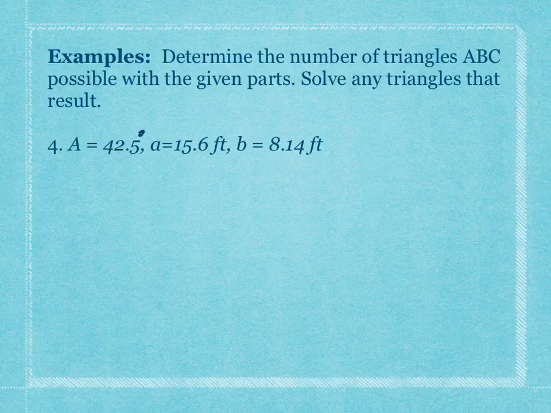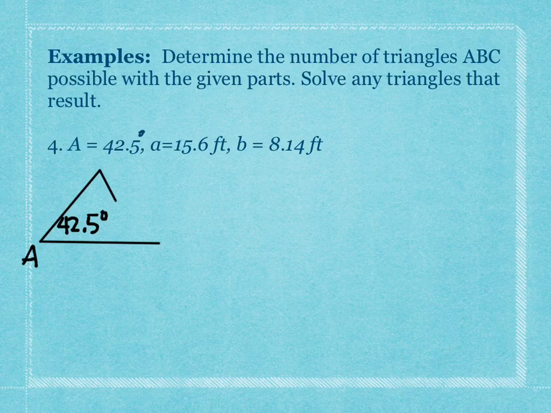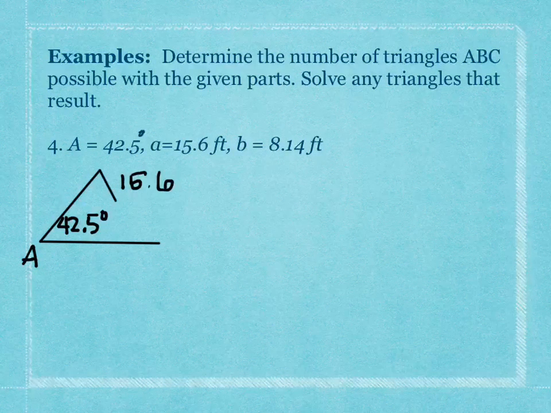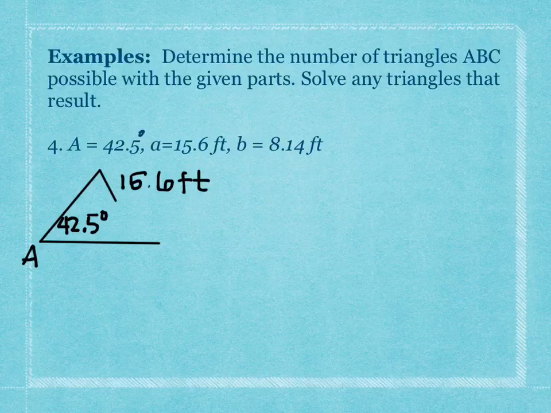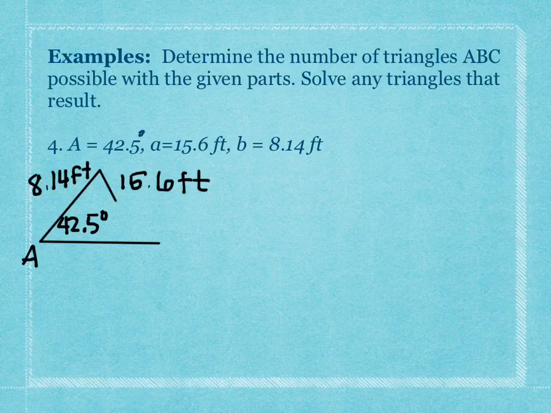Okay. So we're going to draw, we start the same way. It doesn't matter how the problem is given to us, we start it the same way. We have this sort of incomplete looking triangle. I have angle A down here at the bottom. It's 42.5. And the side that's opposite it is 15.6 feet. Side B, it happens to be a B again, is between them. It's 8.14 feet. And then the missing piece that I might or might not have down here would be called angle B.